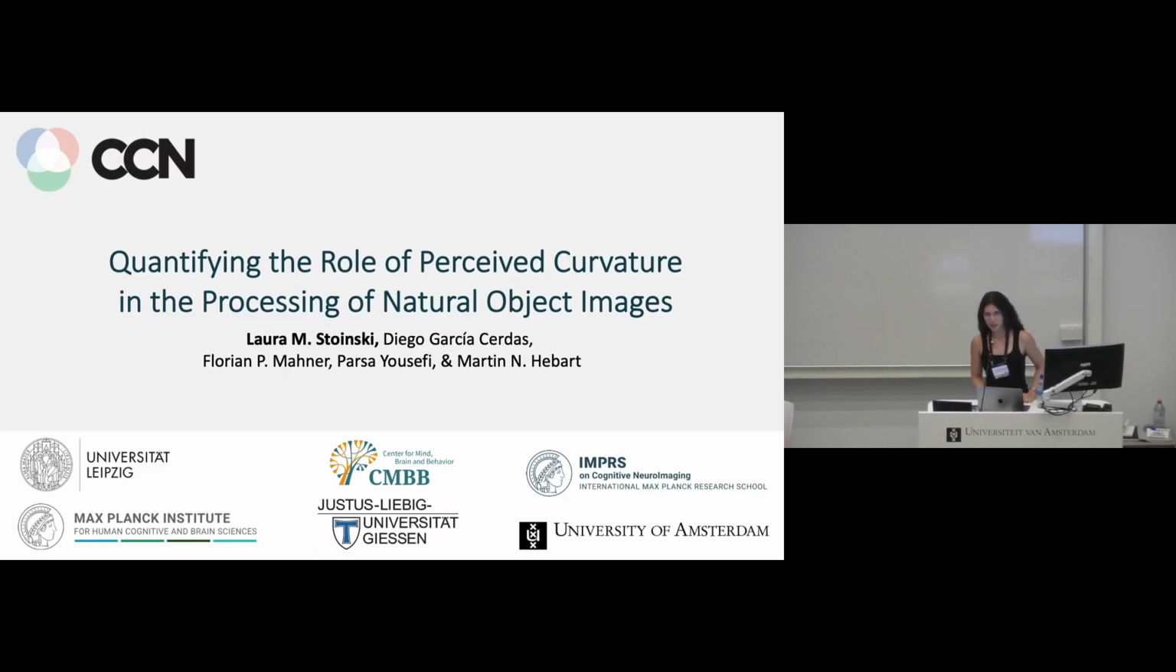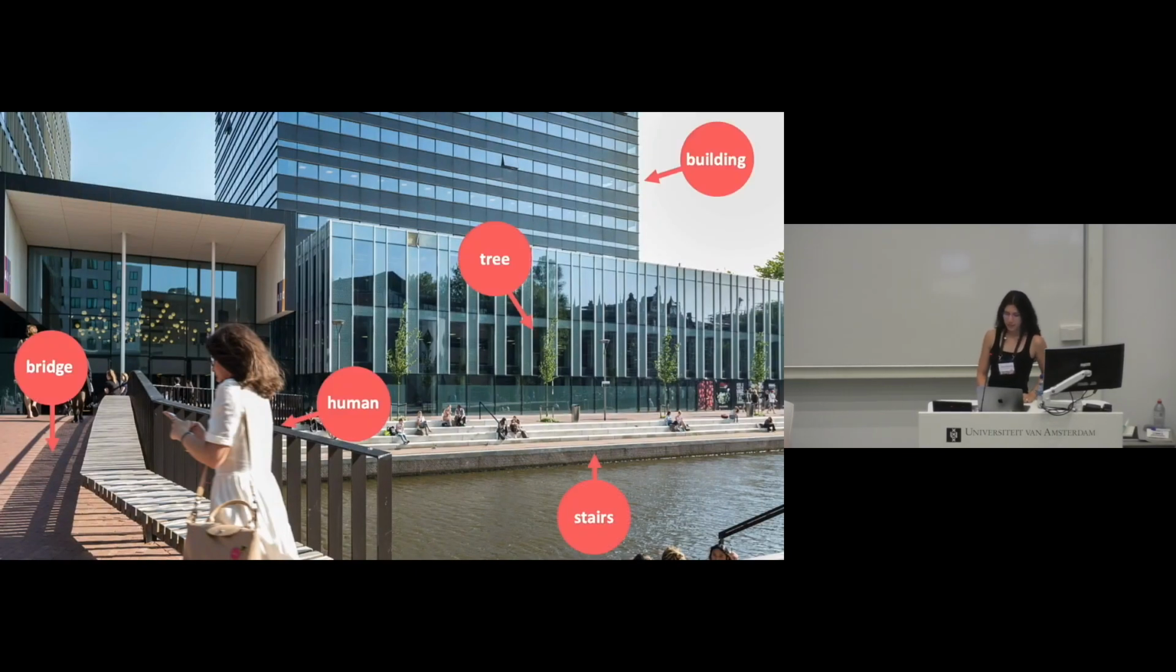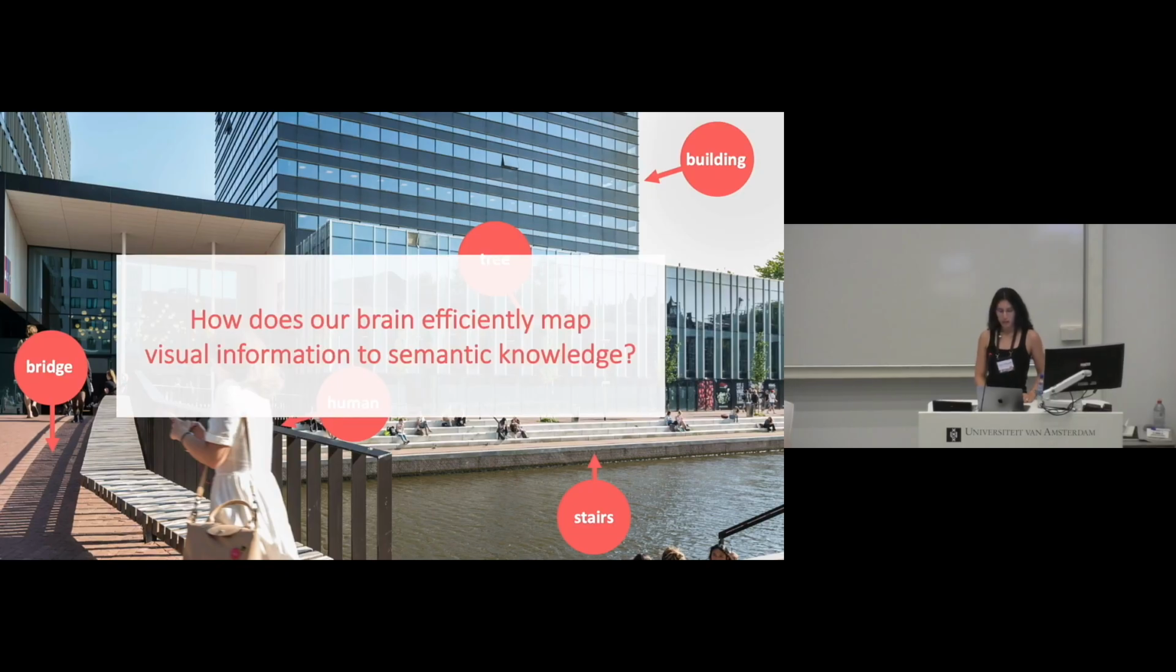So hi, I'm Laura Stoinski, and today I'm talking about quantifying the role of perceived curvature in the processing of natural object images. When walking around our visual world, we can quickly recognize and characterize objects, allowing us to interact with them in complex and goal-directed ways. In order for us to understand how this works, it requires answering one fundamental question: how does our brain efficiently map the complex visual information to a semantic knowledge of the world?